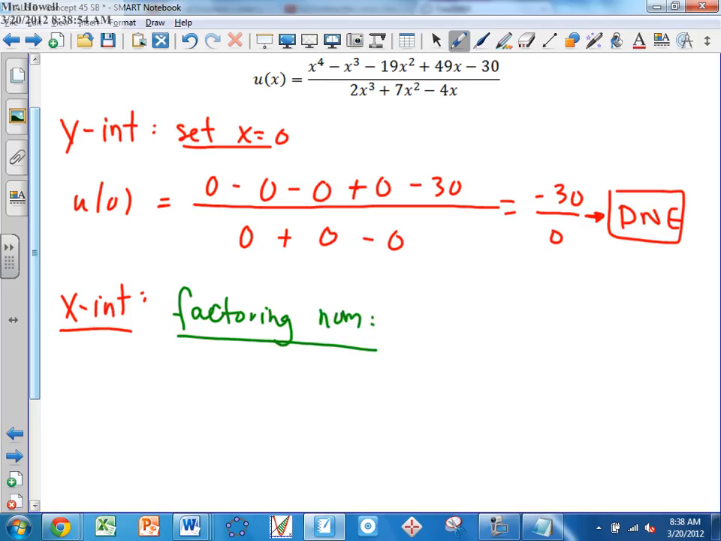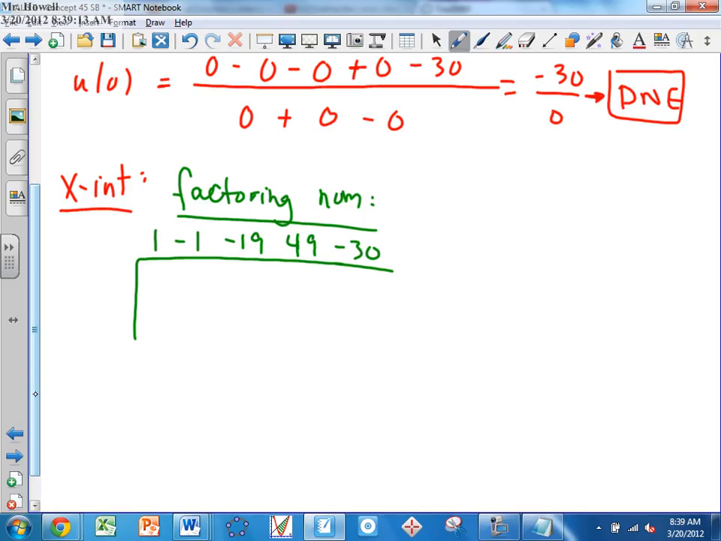To factor it, I want to find the roots really using my synthetic table. So doing so, I want to plug those numbers in accordingly. So here I'm going to have 1, negative 1, negative 19, 49, negative 30, right, Lauren? Okay? I'm going to plug a 1 in to start here. Okay, test the 1 to start.